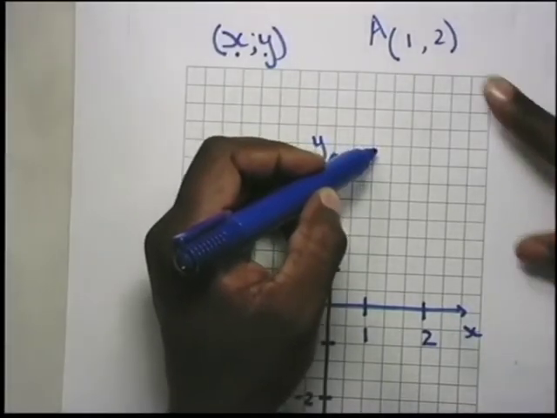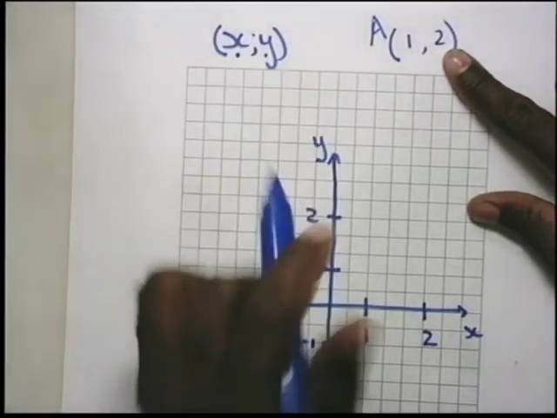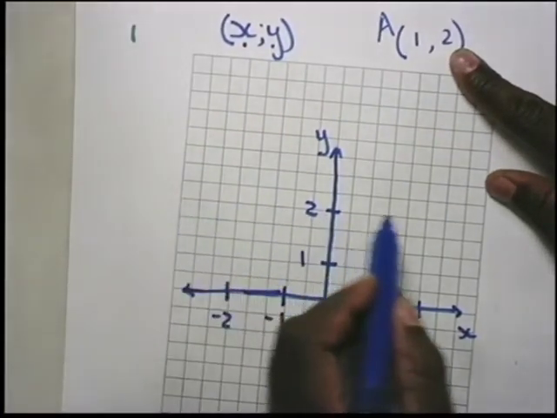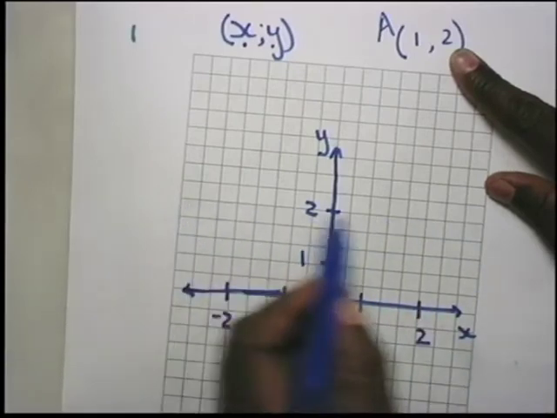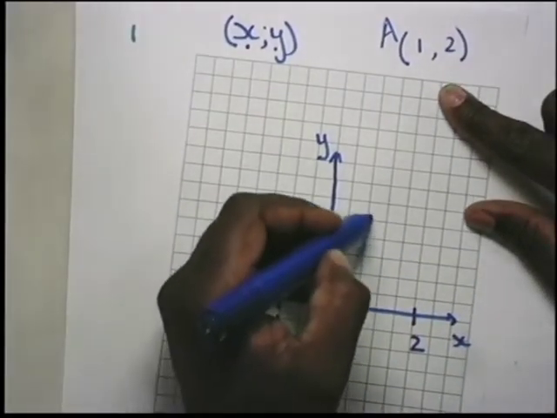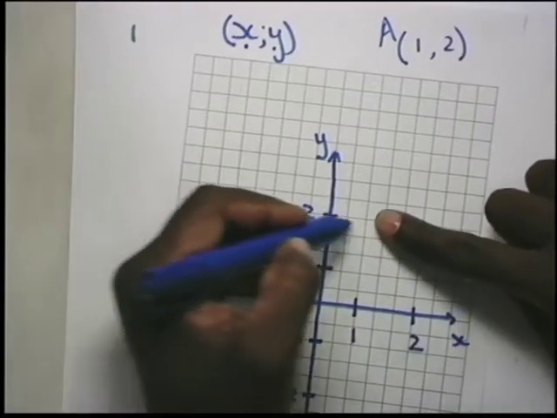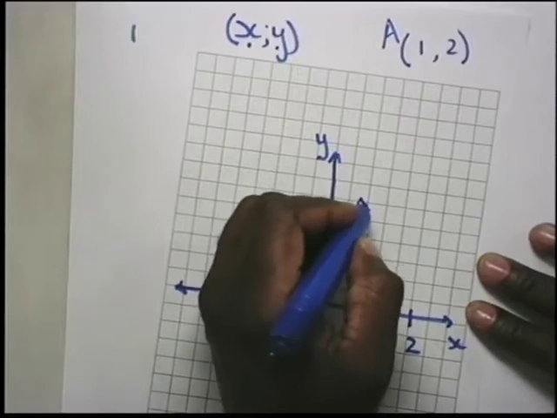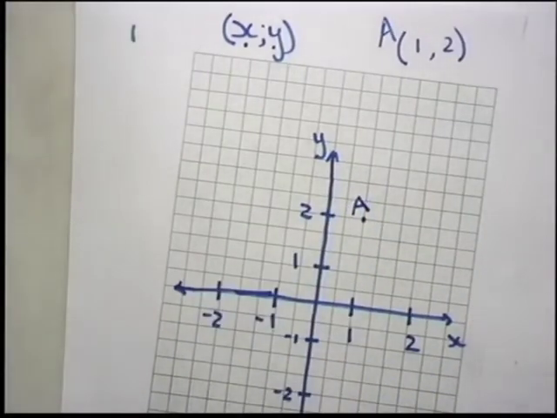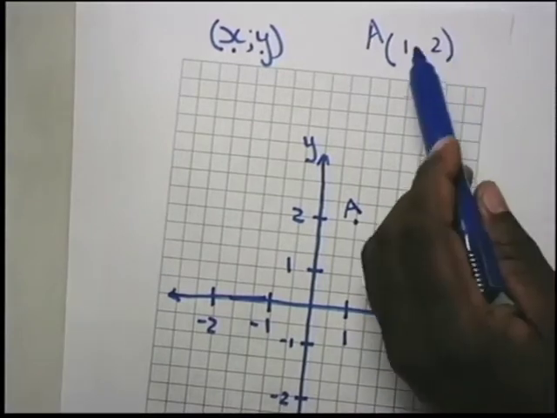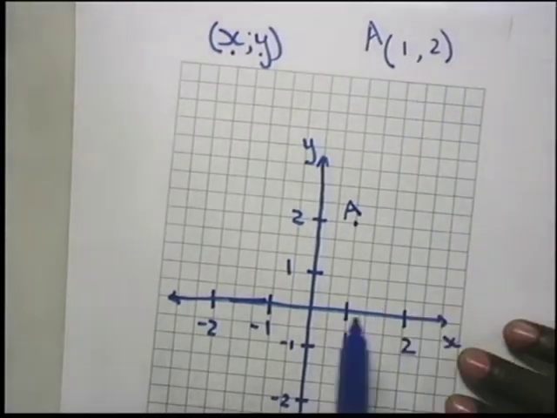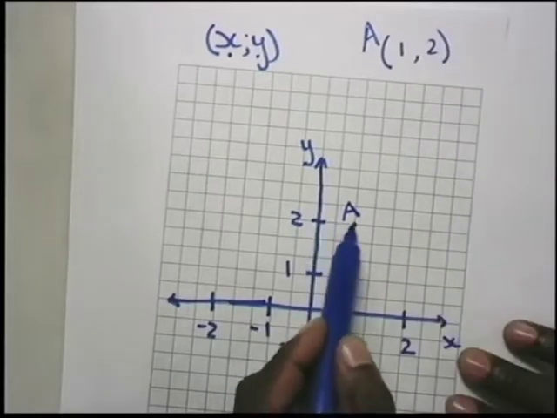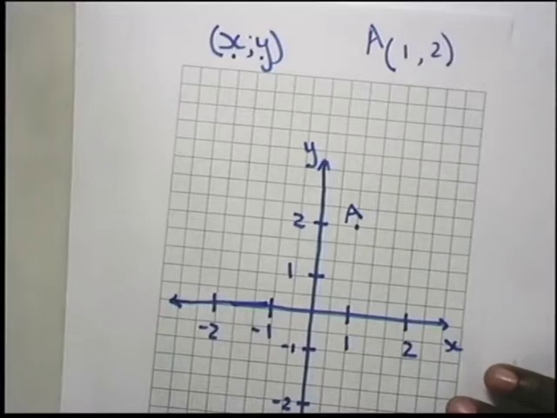At the same time, if we look at the y coordinate, the second value, in terms of y, somewhere along the value 2, that's where that point is. So the point of intersection where the 1 here meets the 2 there, that's where point A is. I put a dot and label it A. Then I have correctly indicated that in terms of x, point A is at 1, and in terms of y, point A is at 2. So that's the location of point A.